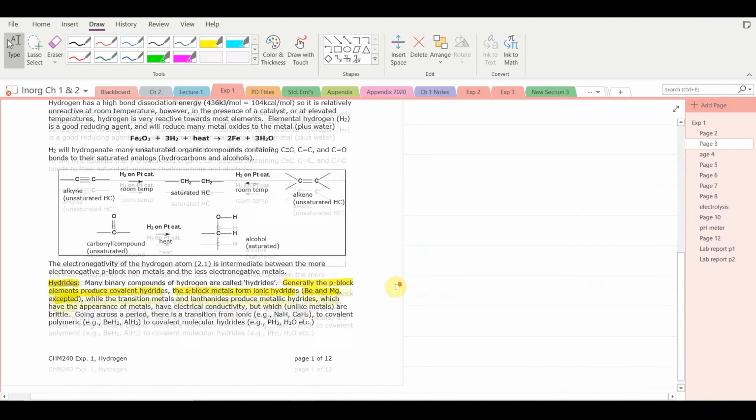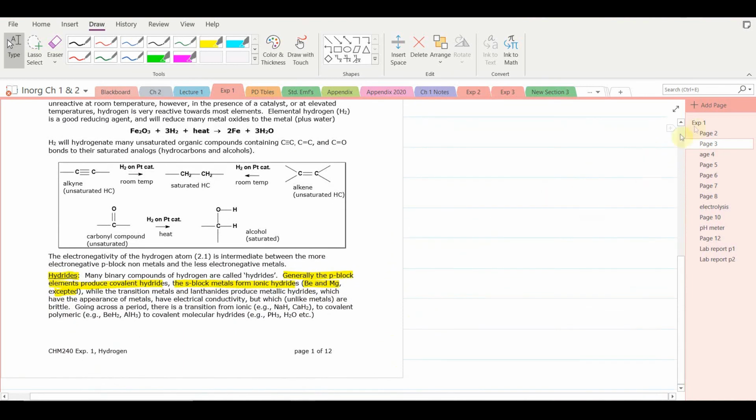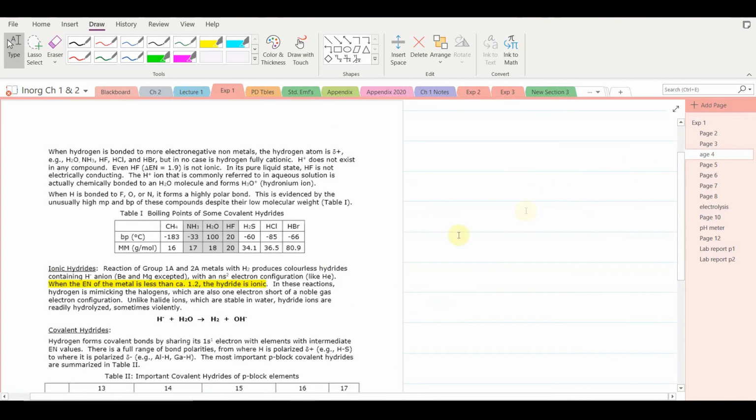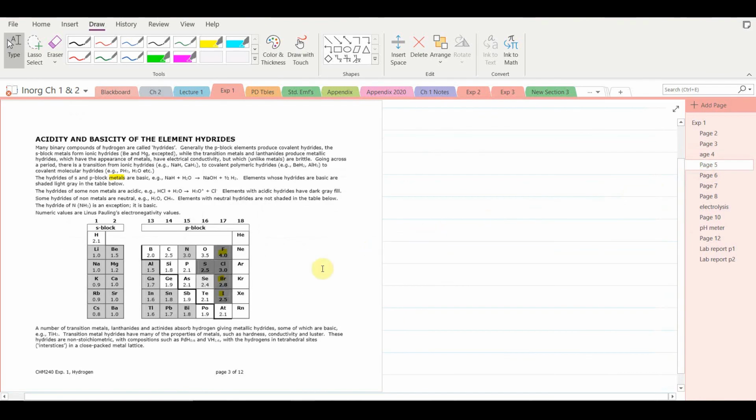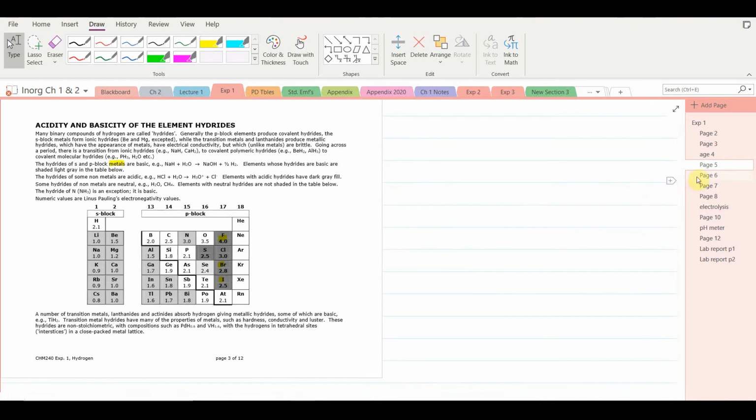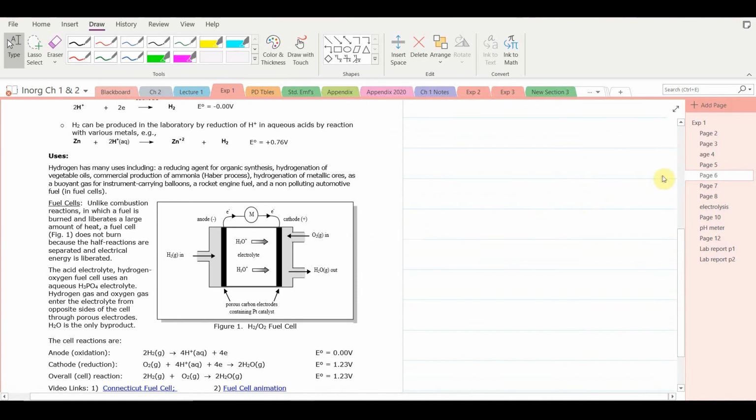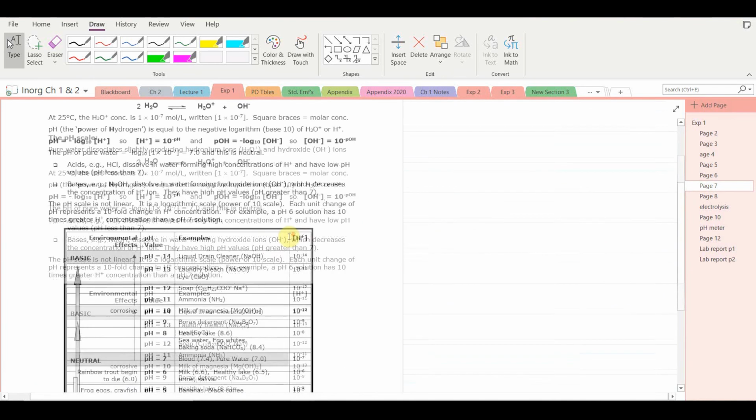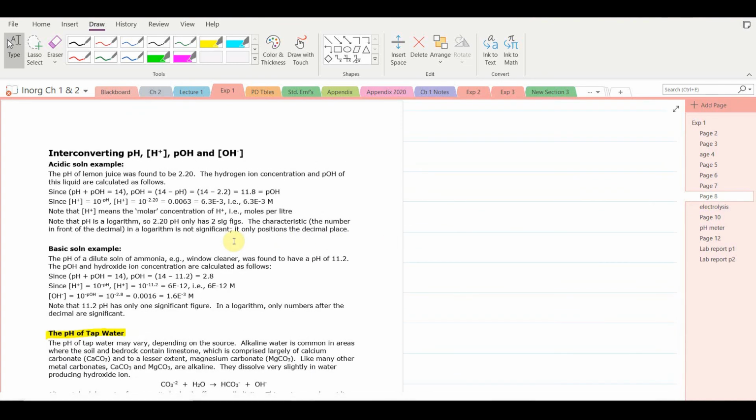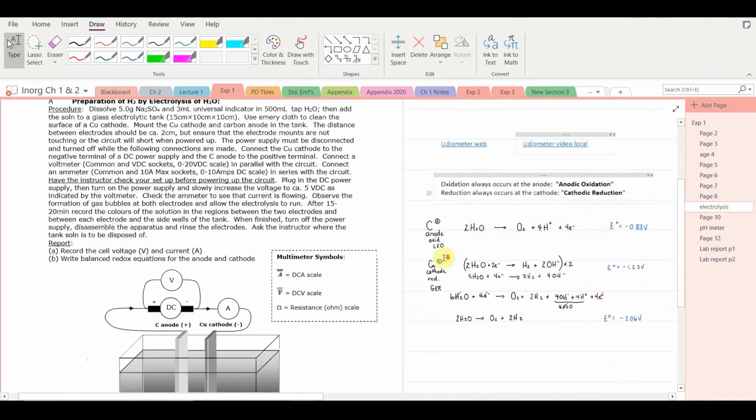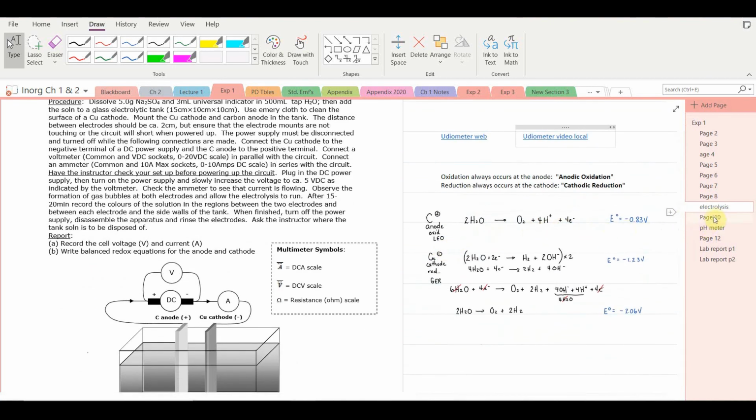Notice here that it's about 4 or 5 pages long. It says 12, but a lot of this is just filler. So there's about 4 or 5 pages of theory to read. I'm just kind of flipping through it. The element hydrides, fuel cells of some interest, the pH scale, which I suspect you're pretty familiar with, and some information regarding interconverting pH and pOH, H plus and OH minus concentrations, which I think you've already covered in another course. Here's the information about electrolysis that I just explained to you.